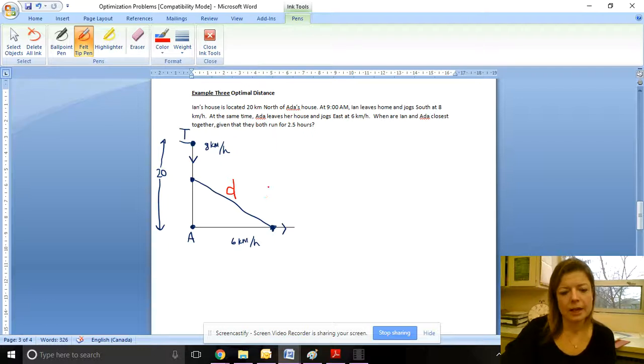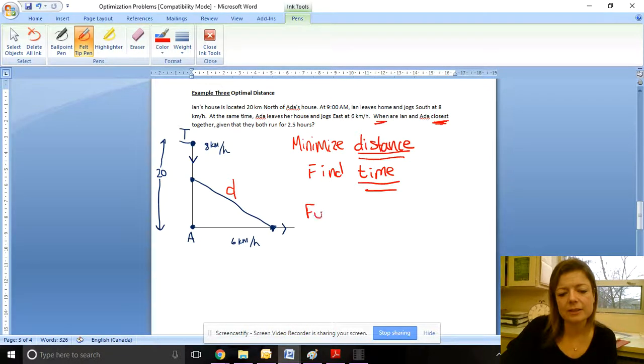Okay? Notice that it says, when are Ada and Ian closest together? So when are they closest together? So they want us to minimize distance. That's the first thing you got to realize. You got to minimize distance, and then you got to find the time at which that's true. So the function that we need to create is a d at t function.